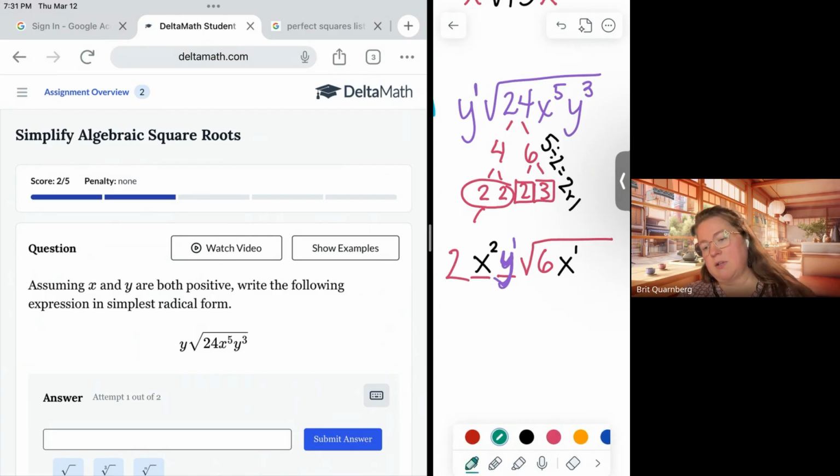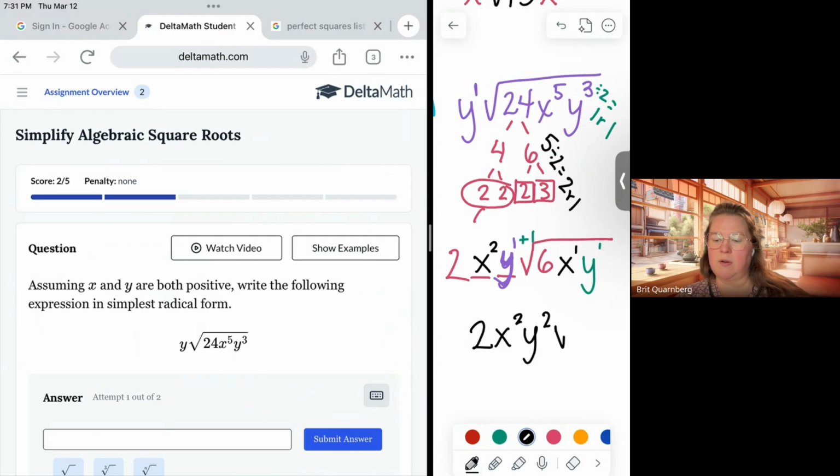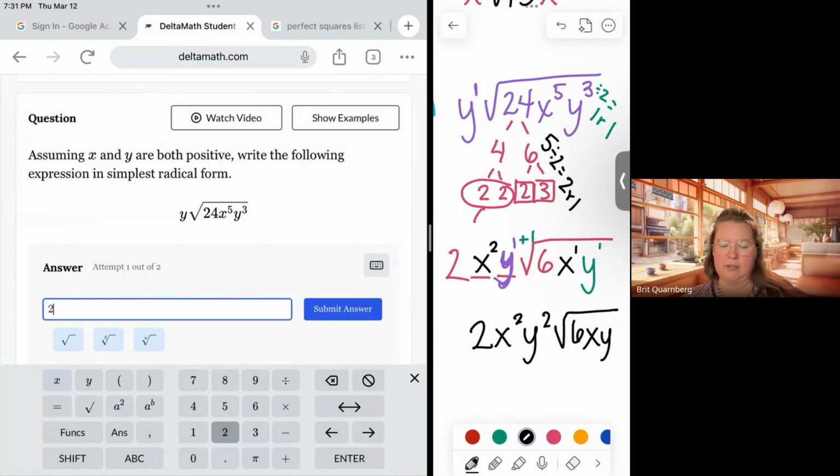And so I'm going to do 3 divided by 2 is 1 remainder 1. So 1 more is going to be added to the 1 that was on the outside, and then 1 will stay inside. So our final answer will be 2x squared, y squared, square root of 6xy. So 2x squared y squared square root of 6xy.